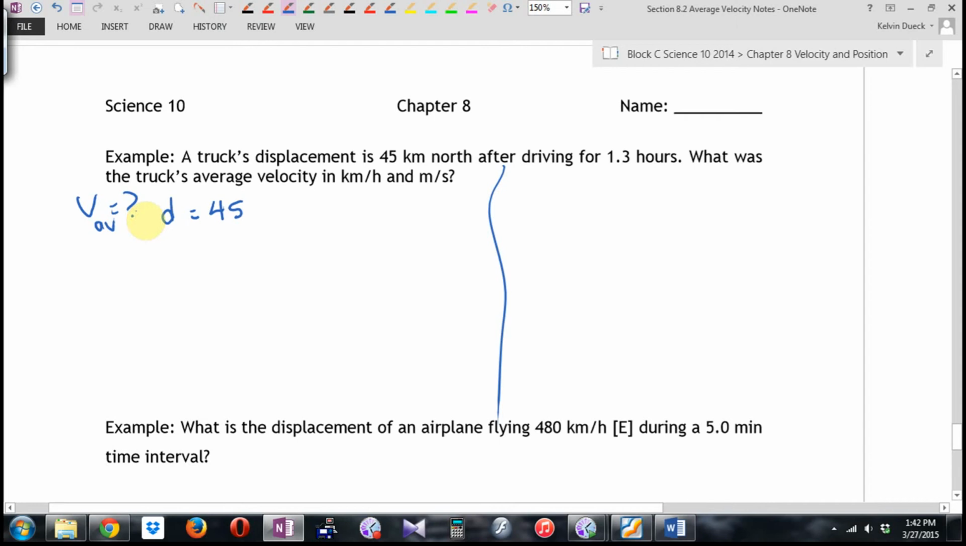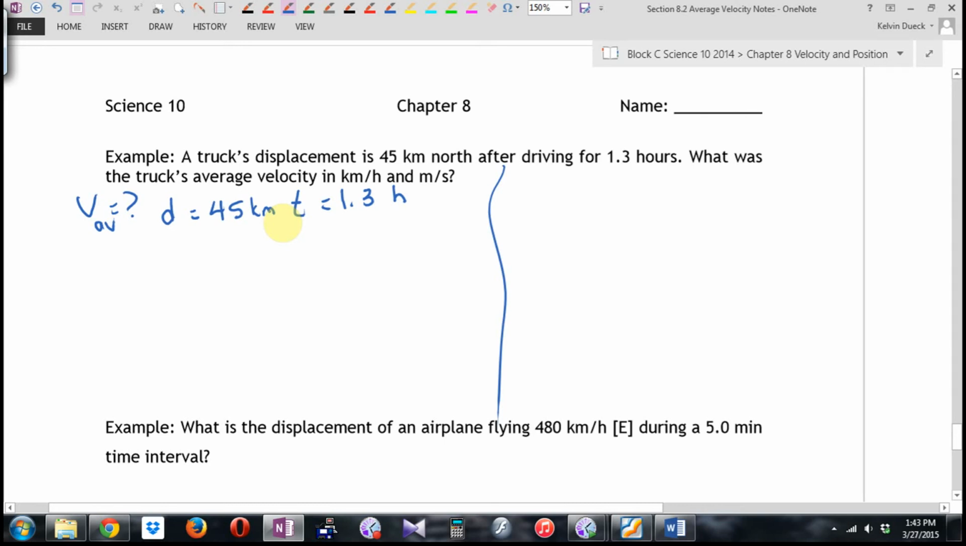What's that 1.3? Time in what? What are the units? Okay, this is going to either give me kilometers per hour or meters per second. But what I don't want to do is meters per hour or something like that. So time is 1.3 hours. What did they want the average velocity in? What units? Oh, you know what? That works because this is kilometers and this is hours. We have what are called consistent units.